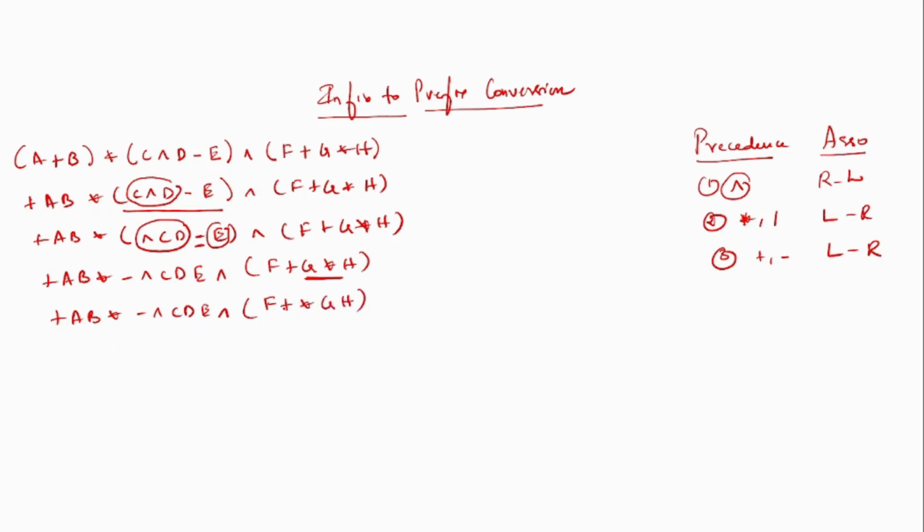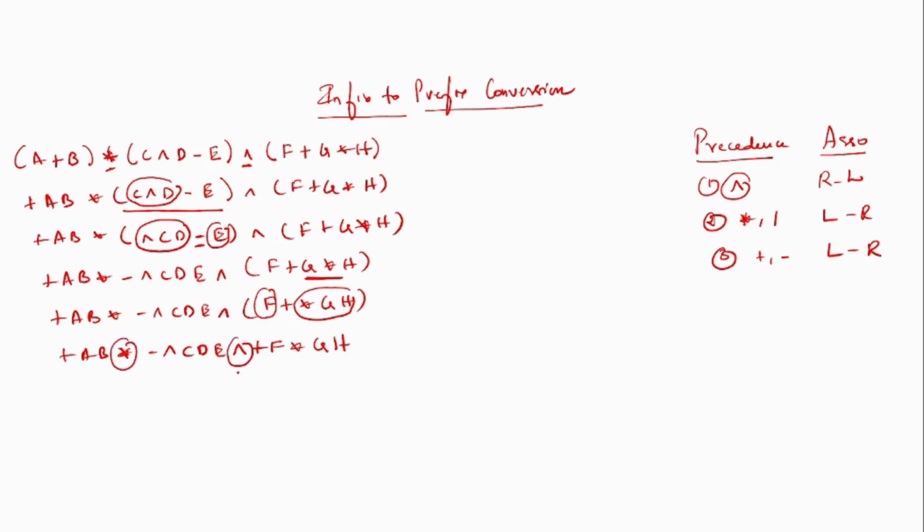Now I have plus here, so this will be operand 1 and this would be operand 2, right? Plus AB star minus to the power CDE to the power, okay, plus F star GH, right? Now let us see what operators are left to be resolved. This star operator is yet to be resolved, and this exponential is yet to be resolved. So we know that exponential has greater precedence than star, right?